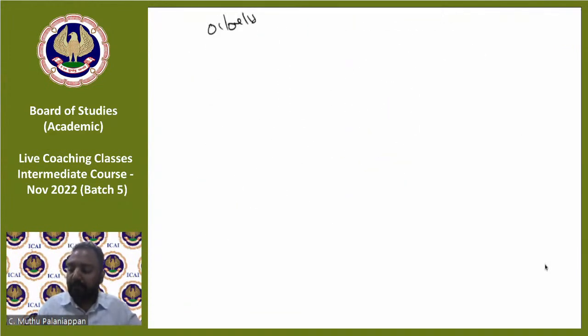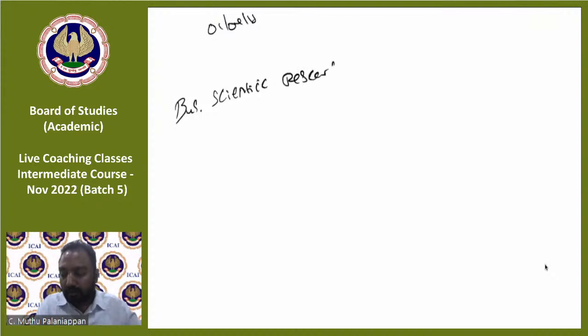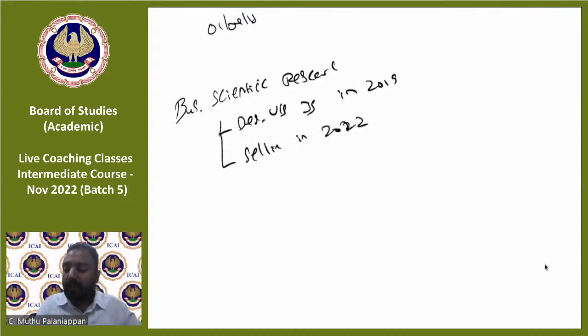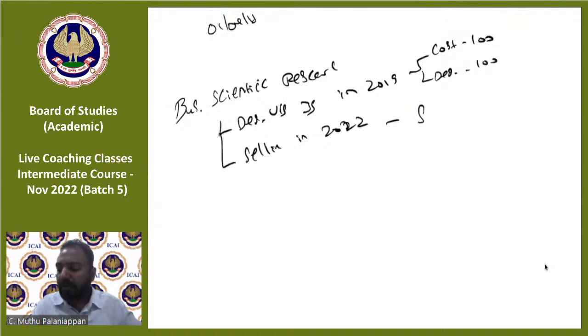I'll take an example. Let's say I am into a business of scientific research. Now, I claimed deduction under Section 35 in 2019. Now I am selling in 2022. Let's say the cost is 100. Deduction is also 100, of course, since 100% of the cost is eligible as deduction. So I've claimed 100. Now I'm selling in 2022 for 80.